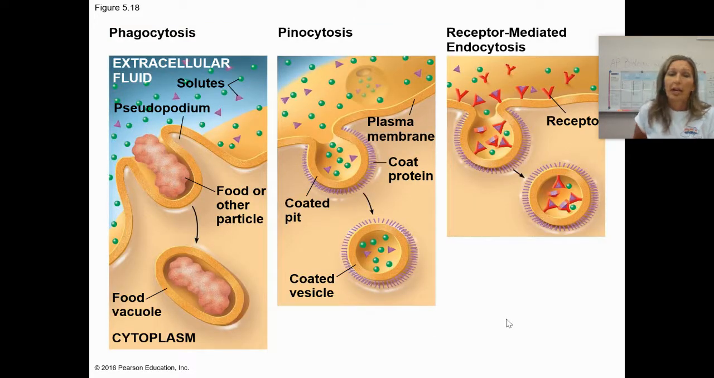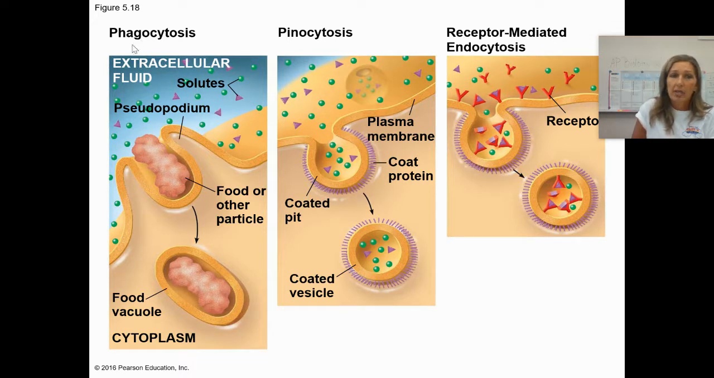Now, when we're trying to pull in or kick out large particles, we use exocytosis or endocytosis. These are two pictures of endocytosis. These are active transport. It requires energy in order to have the plasma membrane fold around substances that it needs to bring into the cell. So this, again, being endocytosis, I'm pulling things into the cell.